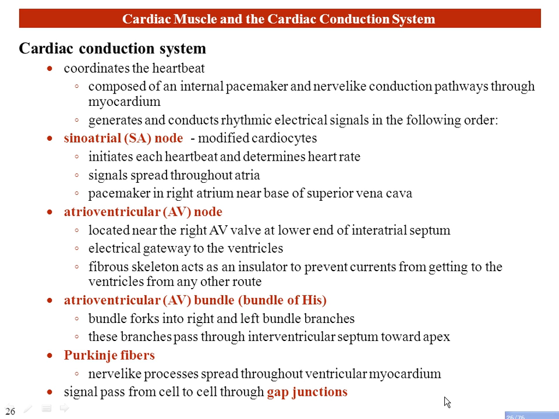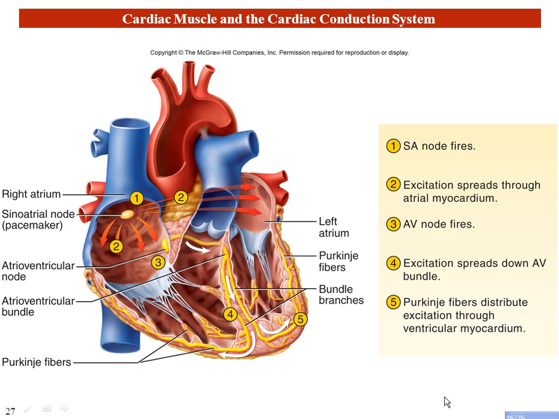You can cut off all nerve supply to the heart and it will continue to beat on its own. You can take the heart out of the body. If you place it in an environment where it has oxygen and nutrients, it will continue to beat as well. So I have the different parts of the conduction system listed on this slide here.